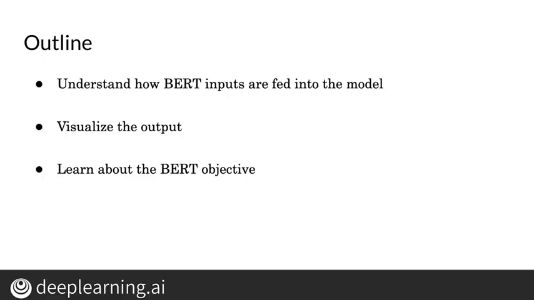You'll see what you are trying to minimize. Specifically, I'll show you how you can combine word embeddings, sentence embeddings, and positional embeddings as inputs. Let's take a look at how you can do this. So you're going to learn how BERT inputs are fed into the model and the different types of inputs and their structures. Then you're going to visualize the outputs. And finally, you're going to learn about the BERT objective.